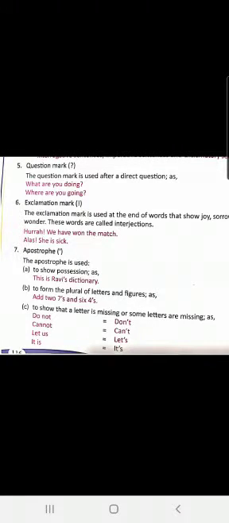Alright. Apostrophe is also used to form the plural of letters and figures, like add 2 sevens and 6 fours, and to show that a letter is missing or some letters are missing. This is contraction, children. Do not can be written as don't, cannot, can't, let us, let's, it is, it's. We have done contractions, children, when we did negative sentences. Okay, so we will be seeing these 5 punctuation marks again in the live class. We'll do book exercises. Colon and semicolon we will see in the next class.